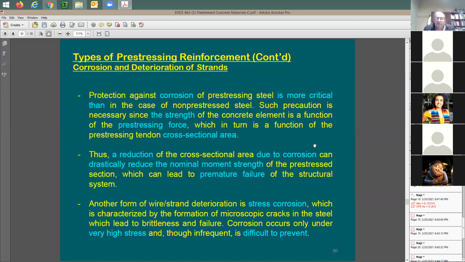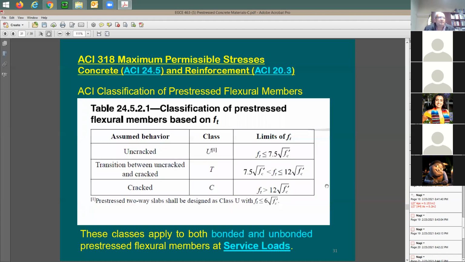So the effective force that you have in there is of course going to be much less. It's going to be based on the amount of loss that you have in the cross-section area of the strand. If you lose 25% of the strand size or cross-section area, it means that you lose 25% of the force. So you don't want this to happen. This is why protection of the rebars and the strand is going to be very critical in pre-stress.